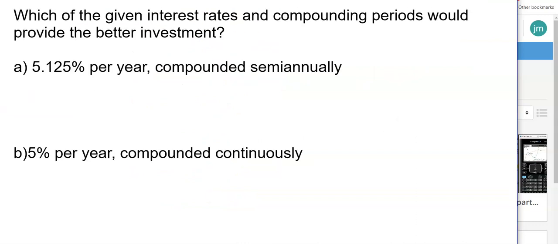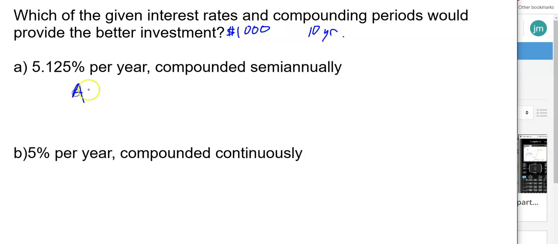So let's just compare these two rates. So the 5% is compounded continuously, but the 5.125, so you get a little better interest rate, but it's going to be compounded semi-annually. So let's see how much you'll get with these two scenarios. So let's say that you put in $1,000, and let's say that you do this for 10 years. Let's see which one's the better deal here.